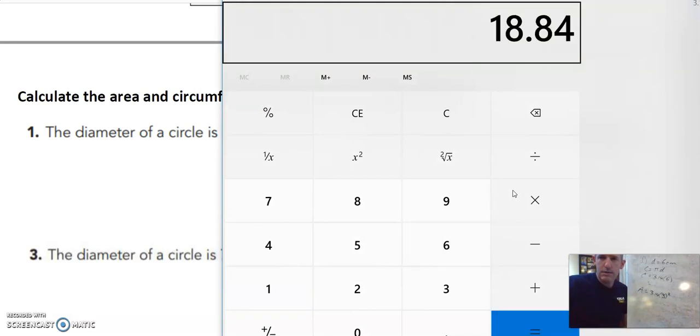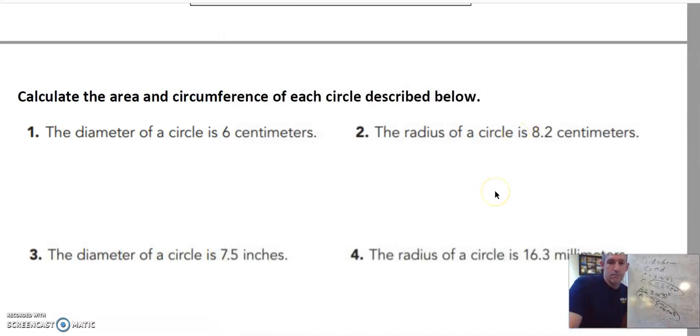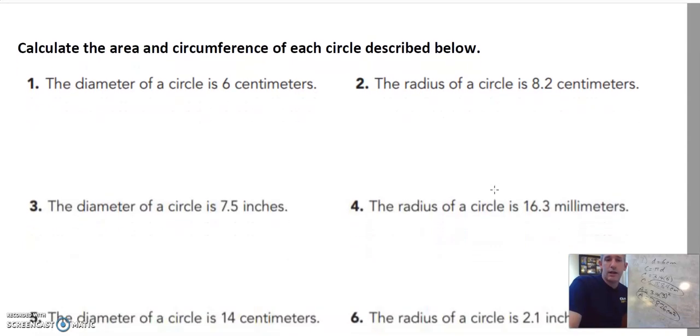3.14 times 6 is going to be 18.84. And again, that's circumference, so that's going to be just centimeters. Then to find my area, I'm going to do 3.14 times 3, and then times 3 again because it's 3 squared, and I get 28.26, in this case centimeters squared since it's area. So again, very similar to the previous page, it's just now it's in word form. If they give you diameter, you're going to have to cut it in half to get your radius.